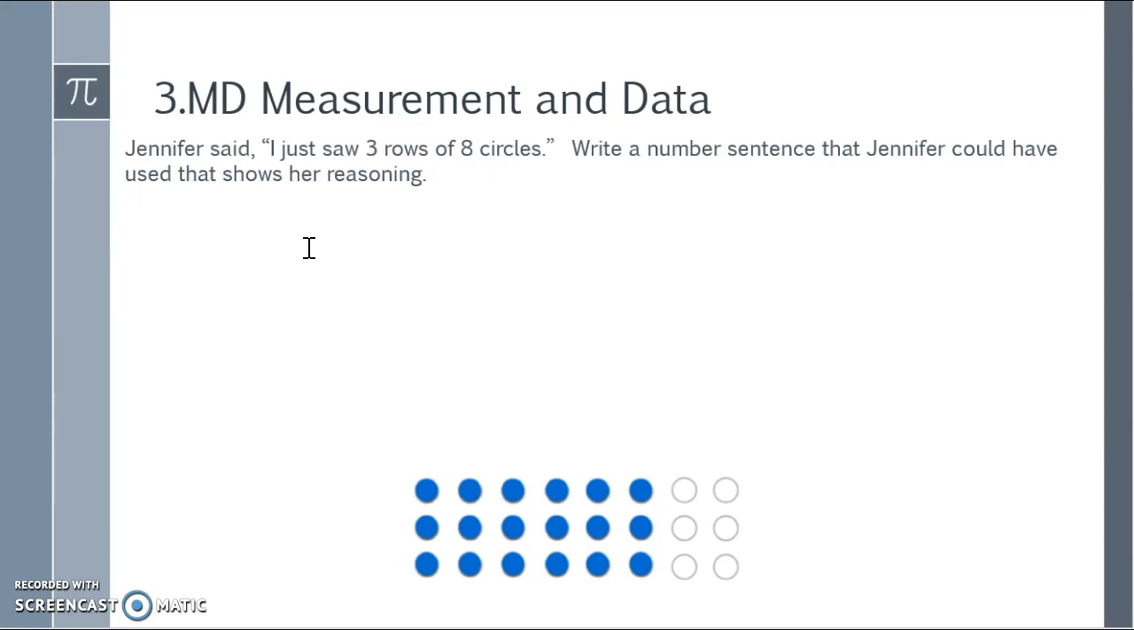Jennifer said, I just saw 3 rows of 8 circles. Write a number sentence that Jennifer could have used that shows her reasoning. Her reasoning is 3 rows of 8. 3 times 8 is 24.